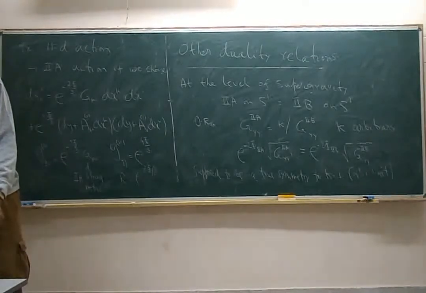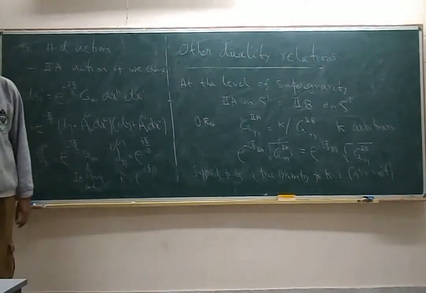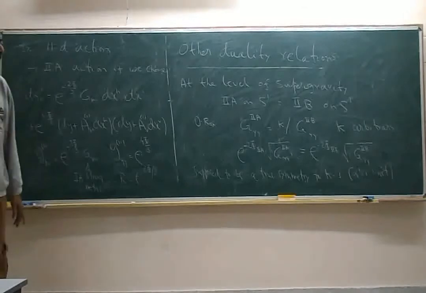Okay, so maybe I'll stop here and then next time I'll finish whatever is left about circle compactifications, and then we'll start with Calabi-Yau.